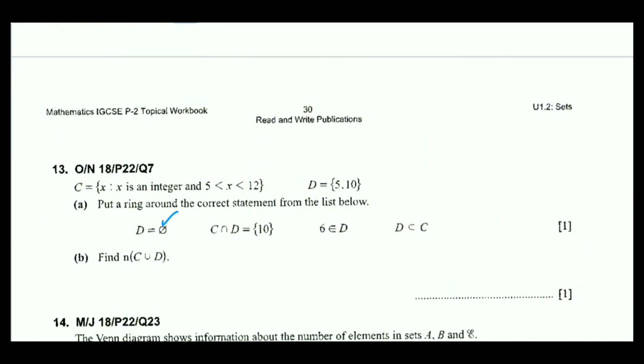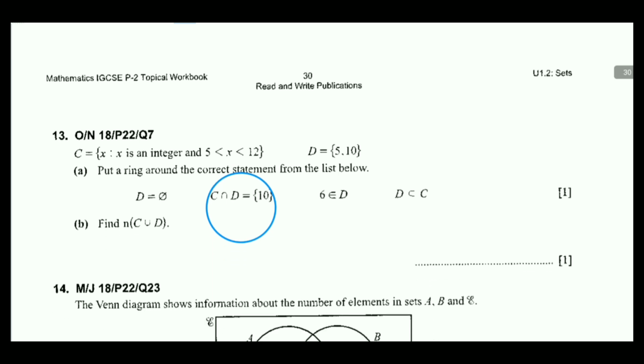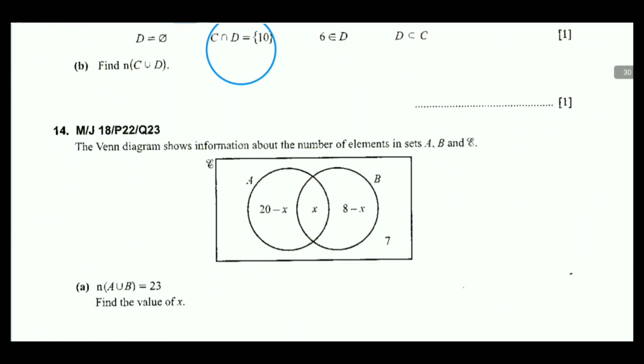The correct statement in this question is C intersection D is equal to 10. So C intersection D is 10. So this is the correct answer. Find number of C union D. Number of C union D is also very easy. Find C union D and count the numbers and write in the answer section.